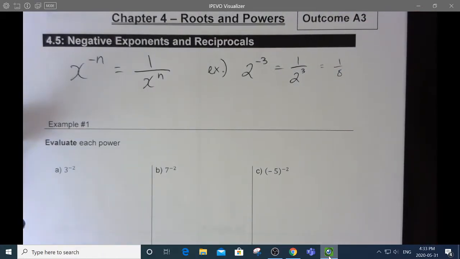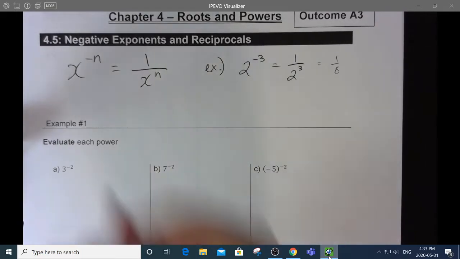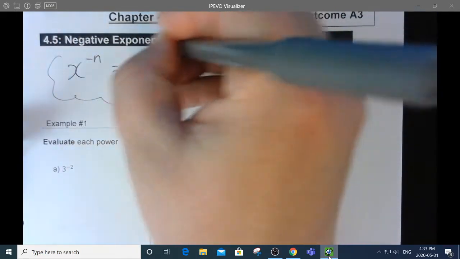Where is it? So, let's do that. This is the rule. I didn't see it when I put stuff in.